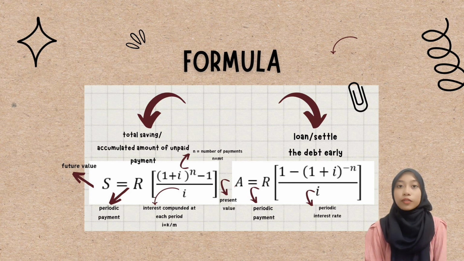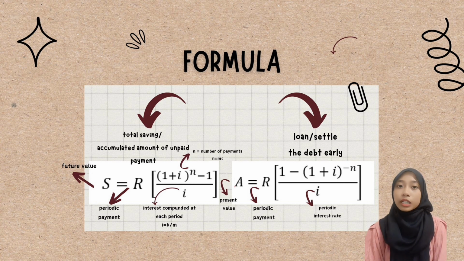The first one is normally for total savings and accumulated amount of unpaid payment, which is S equal to R bracket of (1 plus I) power of N minus 1, over I. S is the future value, R is the periodic payment, I is the interest compounded at each period.